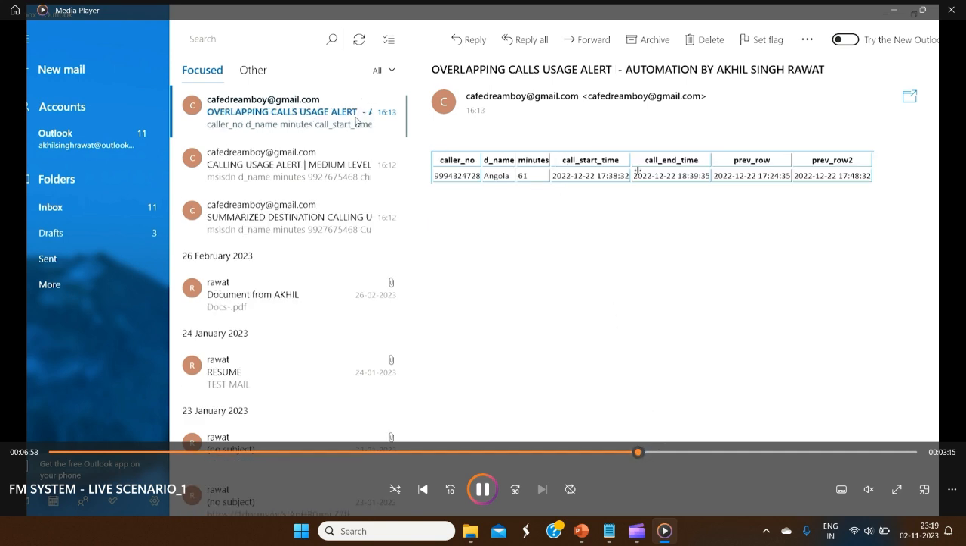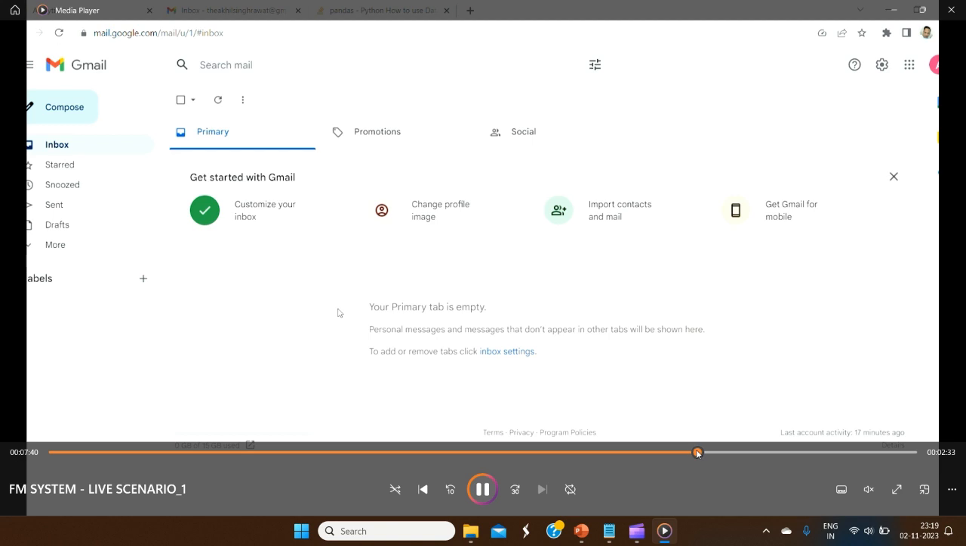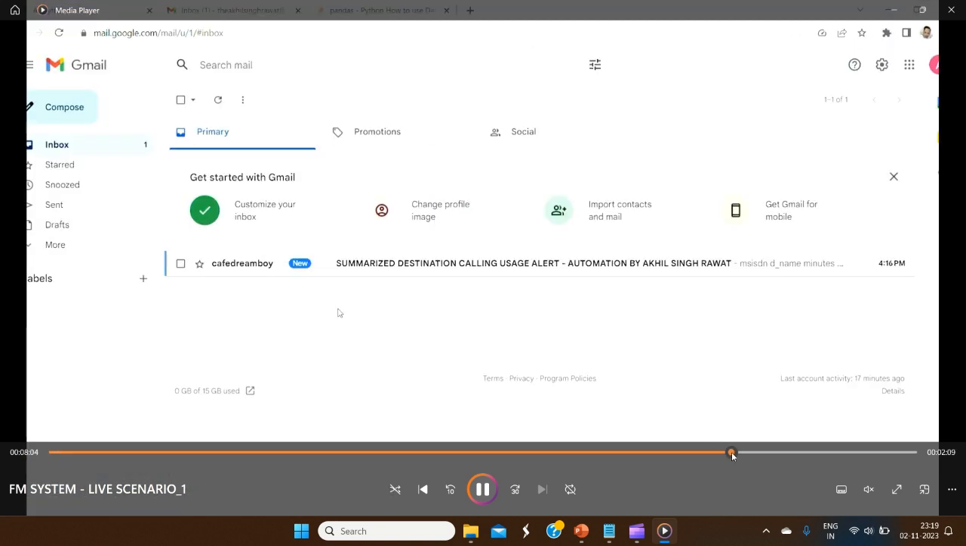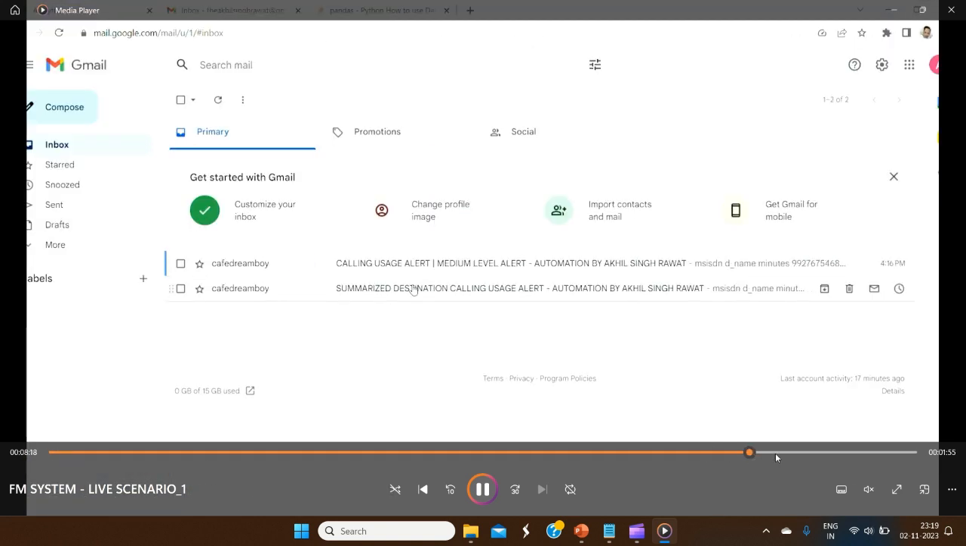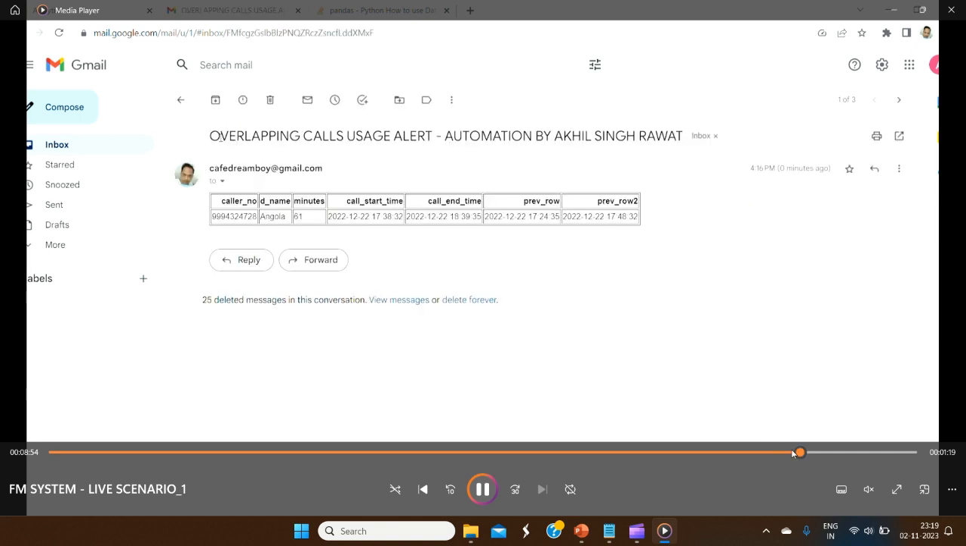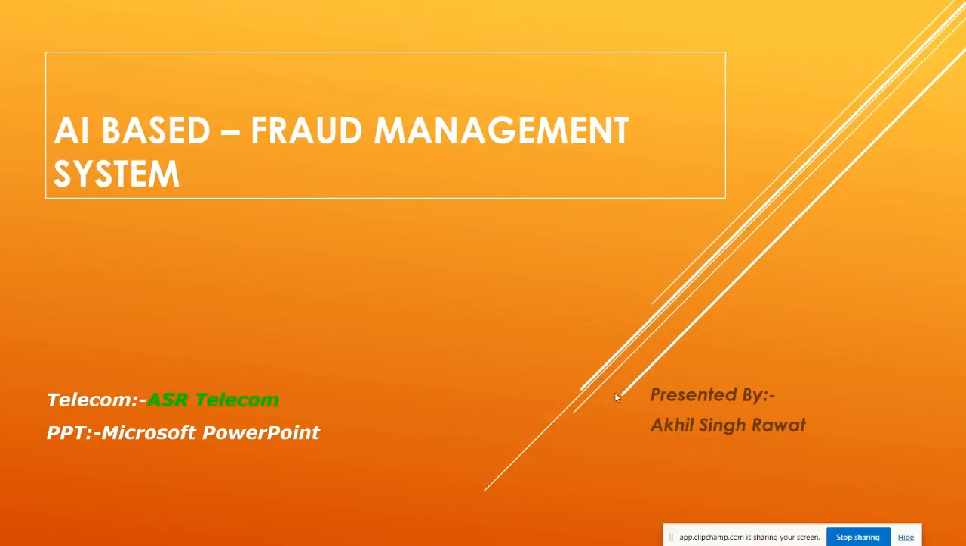Mainly three usage alerts were there, and one overlapping calls mechanism in which one call has not ended, another call started. So these four alerts also I have showed through Gmail. Also, you can see here. That covers the preview. So back to our AI based fraud management system.